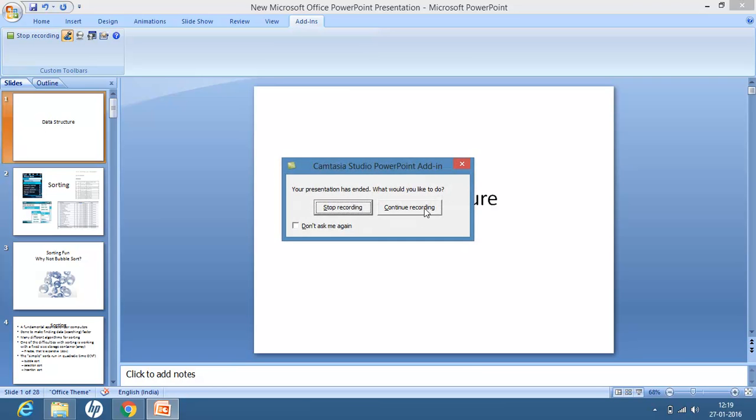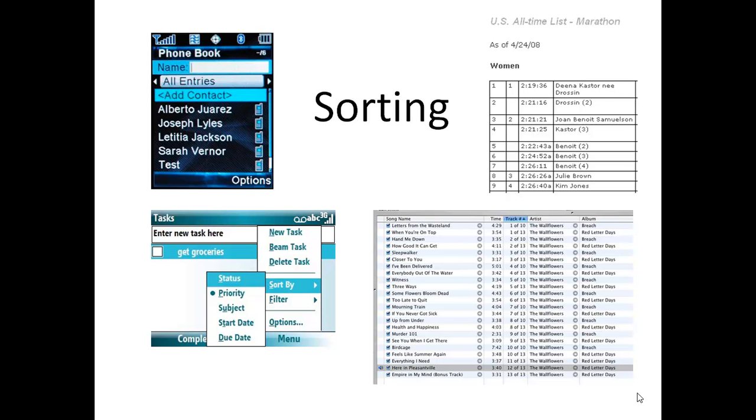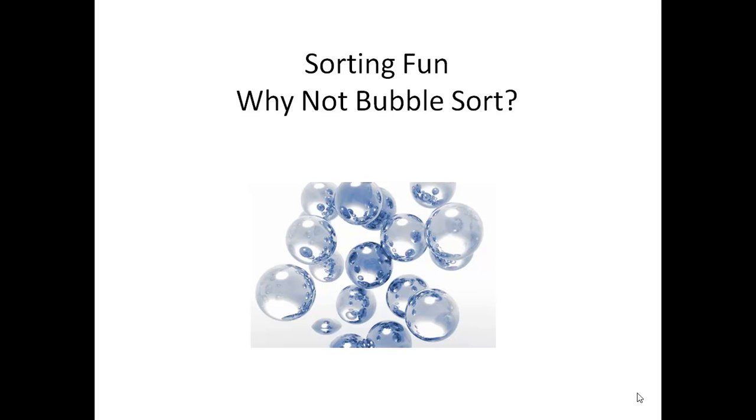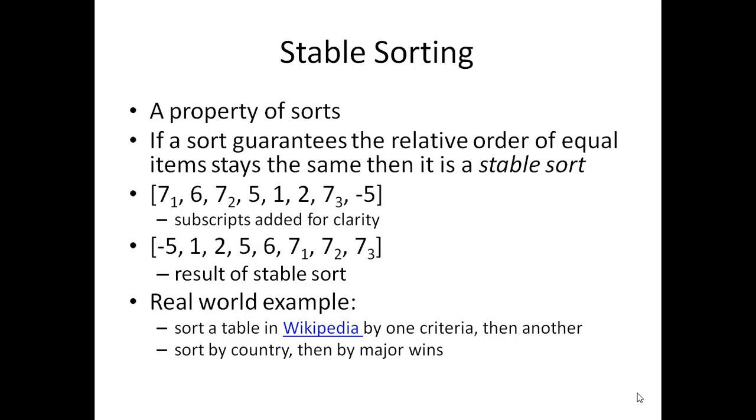n minus 1. Then for i equal to 0, i less than n minus pass minus 1, and then i plus plus. In every pass, what you are doing, you are just comparing a of 0 with a of 1, a of 1 with a of 2, a of 2 with a of 3. And in every pass, the number of elements to be sorted is decremented by 1.